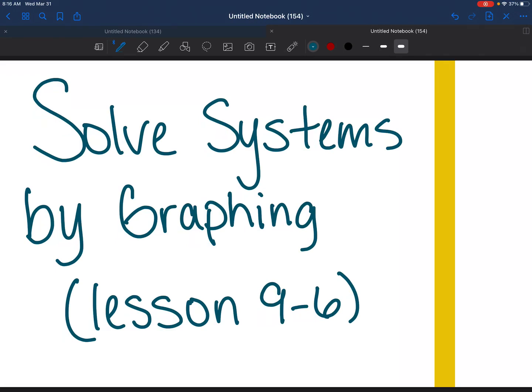All right, today we're doing lesson 9.6, which is solve systems of equations by graphing. So we're going to take what we talked about yesterday with graphing using slope-intercept form, and then we're going to use that today to solve. Now, the difference today is every problem you're solving, you're putting two graphs or two equations on the same graph. Okay? Is everybody with me?